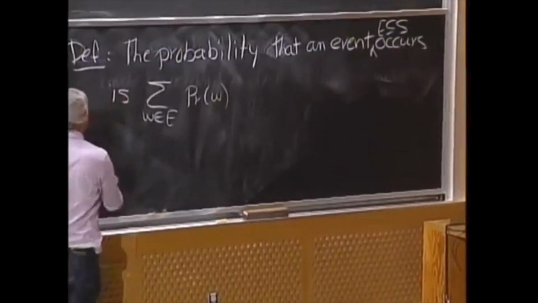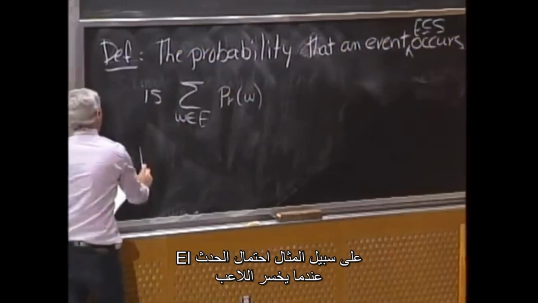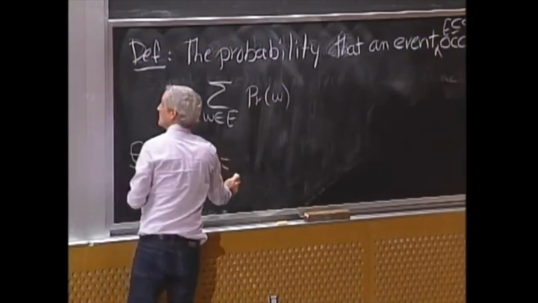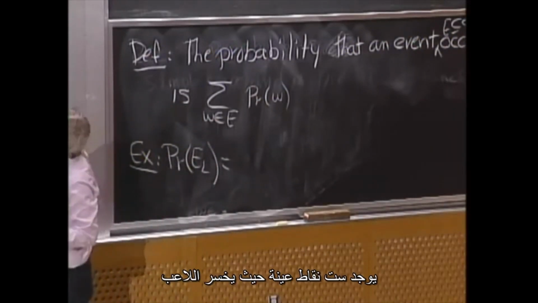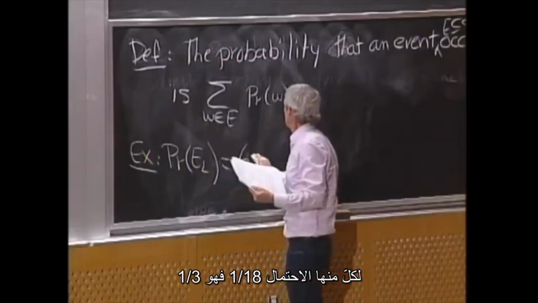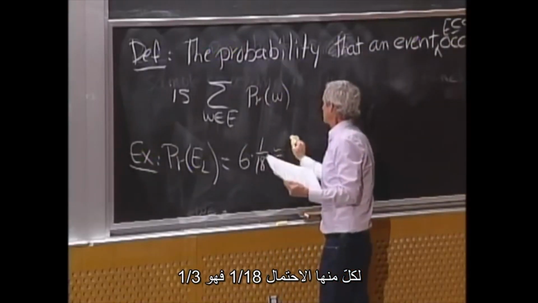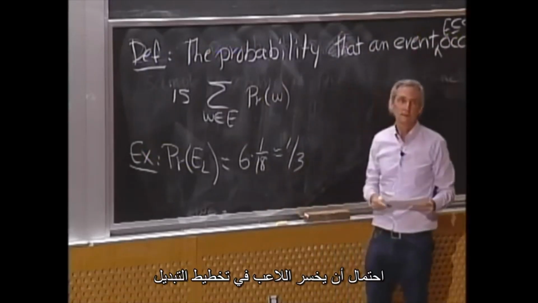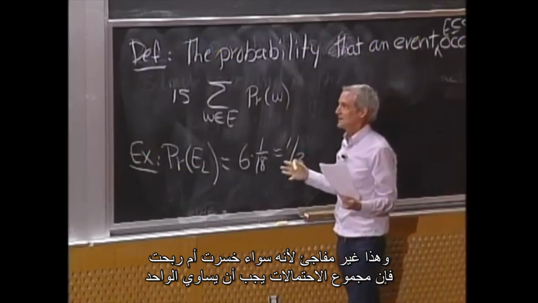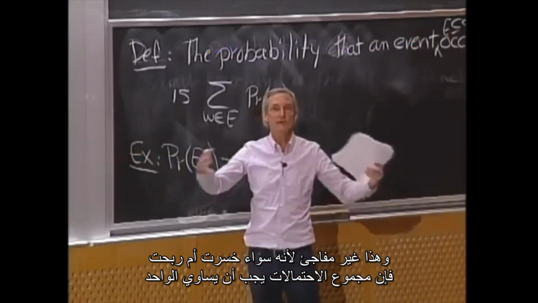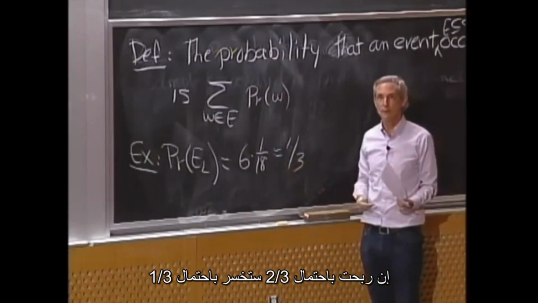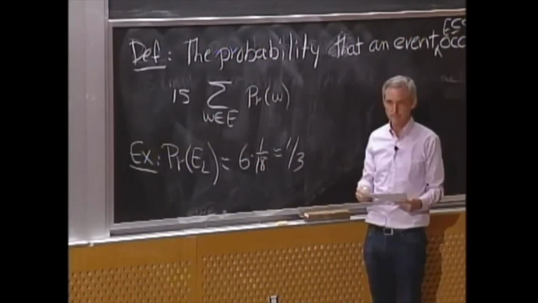So for example, the probability of the event EL, where the player loses, well, there's 6 sample points where the player loses, each with probability 1/18. So it's 1/3. That is the probability the player loses on the switch strategy. And that's not surprising because you either win or you lose, the probabilities have to add to 1. So if you won with probability 2/3, you lose with probability 1/3. Okay?